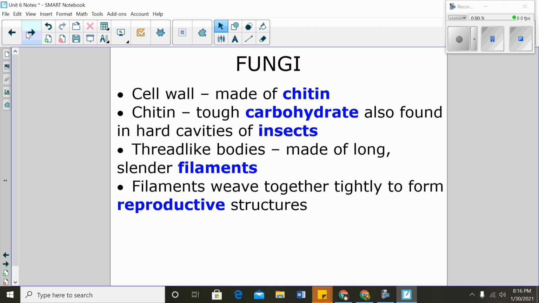In terms of structure, they have a cell wall that's made of chitin. And we've talked about chitin before. This is a tough carbohydrate, also found in hard cavities of insects. They have thread-like bodies made of long, slender filaments. And these filaments weave together tightly to form reproductive structures.